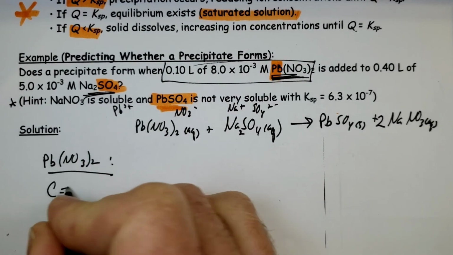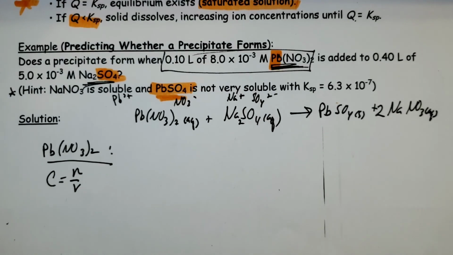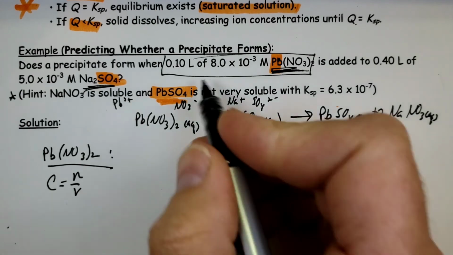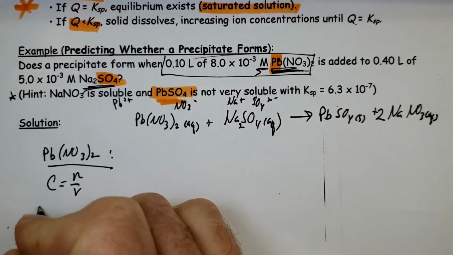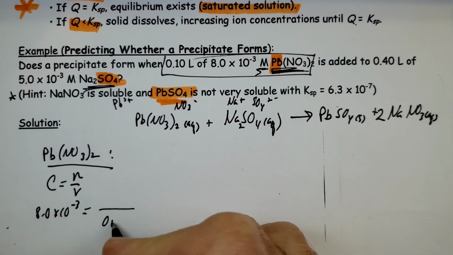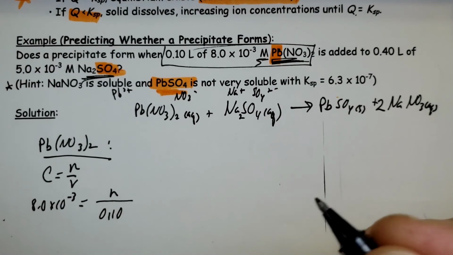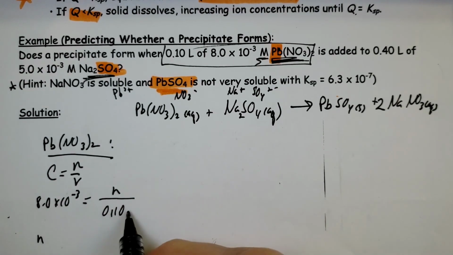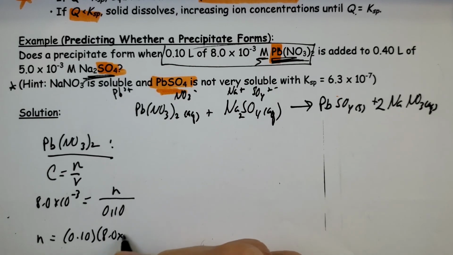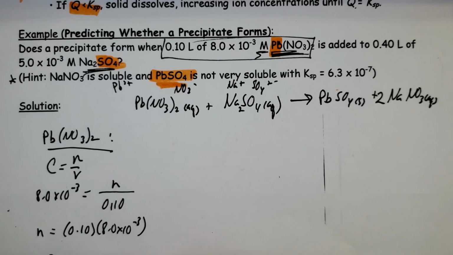What I want to do, I'm going to use the old equation that we used previously. Molar concentration is the number of moles of solute per volume of solution. And I'm given the molar concentration, 8.0 times 10 to the minus 3, and it's 0.1 liters. So I can solve for N, multiply each side by 0.1. And of course what that gives me is 8.0, one more decimal place moved, moles of lead nitrate.